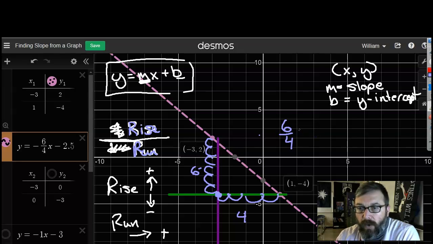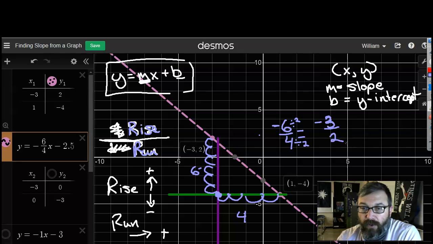6 over 4. Oh wait, did I go up or down? I went down 6, right? So it's actually negative 6 over 4. But when we have fractions, always be thinking, can I reduce? And this does reduce. I can divide the top by 2 and the bottom by 2. So that would give me a slope of negative 3 over 2.